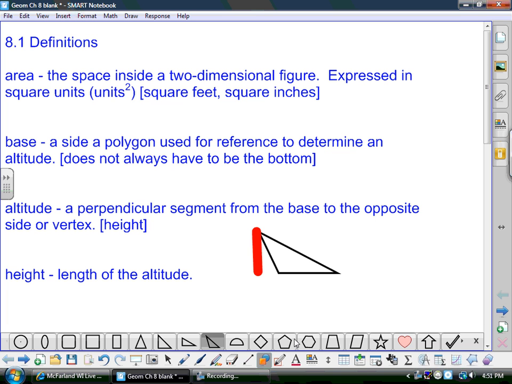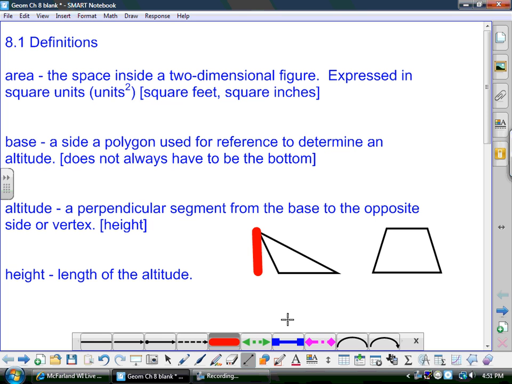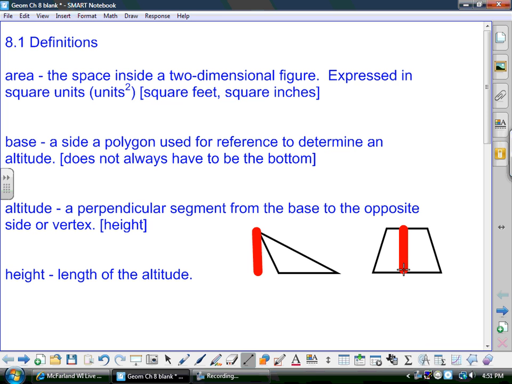If the shape isn't a triangle, like maybe it is a trapezoid, the height could just go between the two bases. The height of that trapezoid could go from here to here. Both of those red lines represent altitudes, and they're altitudes because they are perpendicular to a base.